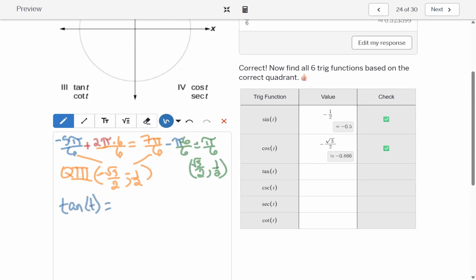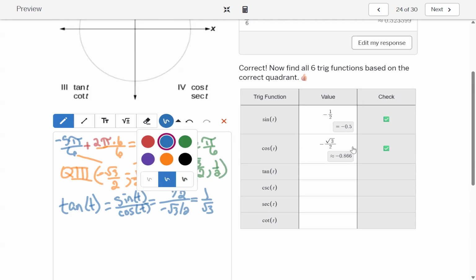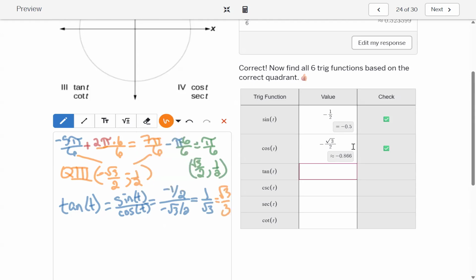So tangent is sine over cosine. Our sine is negative 1/2. Our cosine is negative square root of 3 over 2. So we have tentatively positive 1 over the square root of 3. And then we saw when we rationalized that, it became square root of 3 over 3.